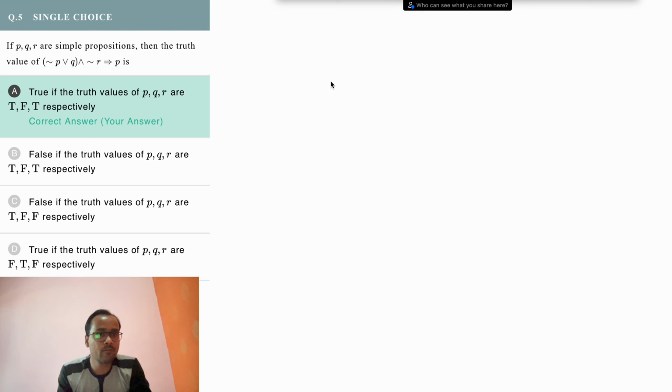Question number 5. So this is a mathematical reasoning question. If P, Q, R are simple propositions, then the truth value of negation of P union Q intersection negation of R implies P. So this proposition will be true if the truth values of P, Q, R are T, F, T. Basically what we want is the truth table of this.